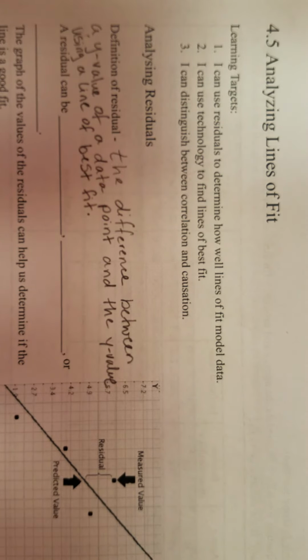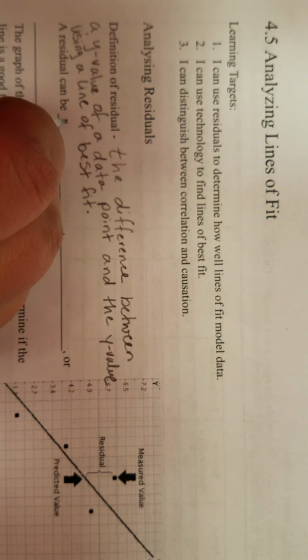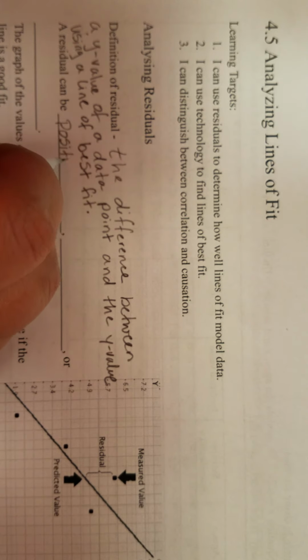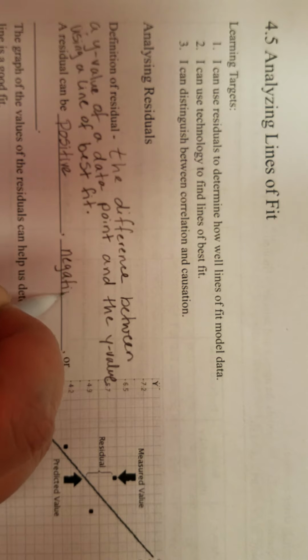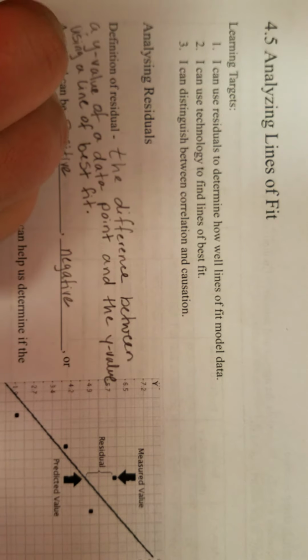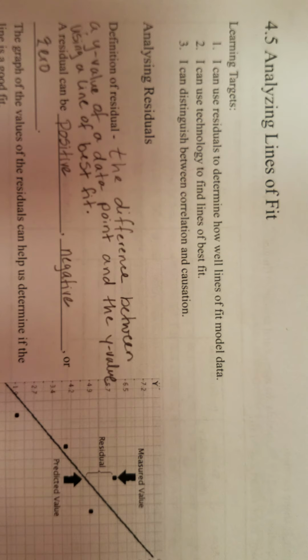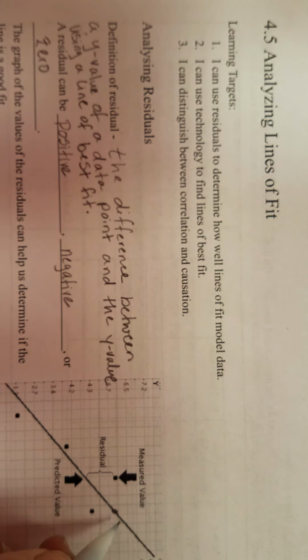So residuals can be positive, negative, or 0. For instance, if a data point lied right on our line of fit, its residual would be 0 because there would be no difference between the measured value and the value that we get from the line of fit.